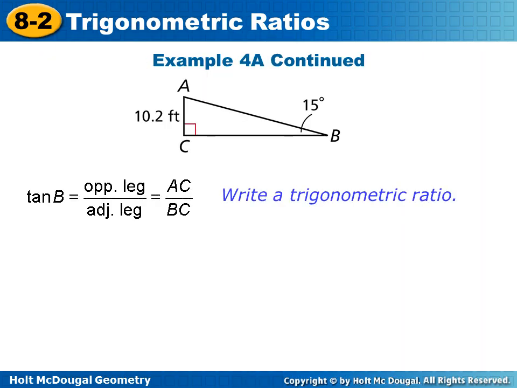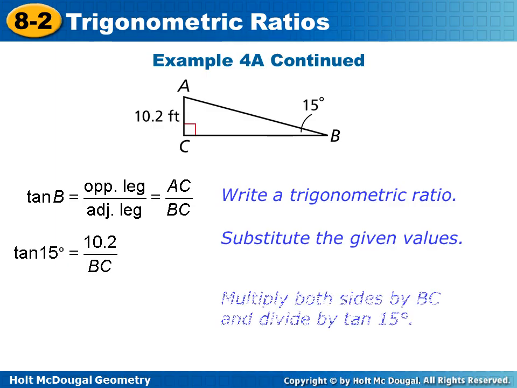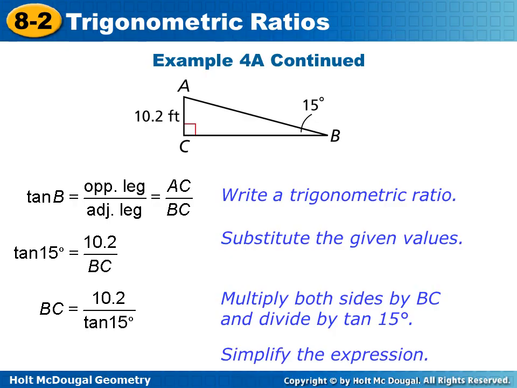So a tangent is equal to the opposite leg over the adjacent leg, which is AC over BC. We plug in 10.2 and 15 for our degree measure, multiply both sides by BC, and divide by tangent of 15 to get this expression. Go ahead and put 10.2 over tangent 15 in your calculator, and you get that BC is equal to approximately 38.07 feet.